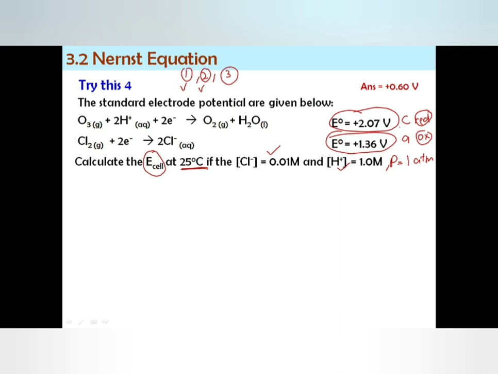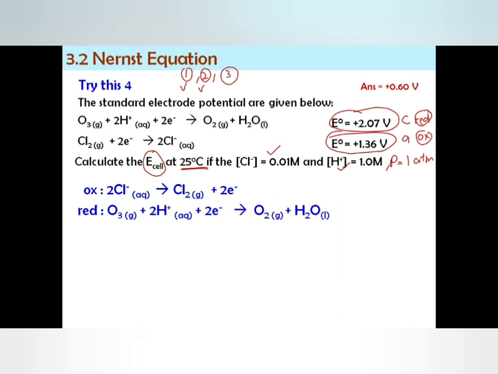Jadi, kita pun tulislah equation. Okay. Untuk oxidation, awak kena tengok balik this equation. This is not oxidation tau. Ini adalah reduction. So, kita akan terbalikkan, reverse this equation. Okay, untuk menjadikan dia oxidation. So, this is our oxidation. So, for the reduction, kita boleh ambil ini as it is. So, that's our reduction. Electron is already 2 and 2, we can cancel. Terus dapat overall equation. Okay. So, 2Cl minus O3 plus 2H plus produce Cl2 plus O2 plus H2O.